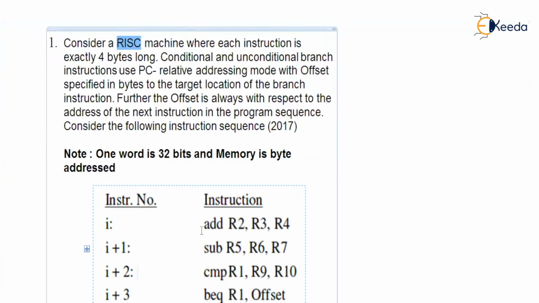Now, conditional branch instructions use relative addressing mode. You know what is a relative addressing mode? In relative addressing mode, the address part of the instruction will be added to the program counter value, right? The address part of the instruction will be added to the program counter value in order to find out the target address of the branch.